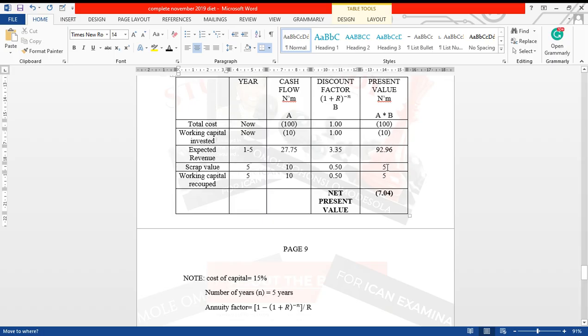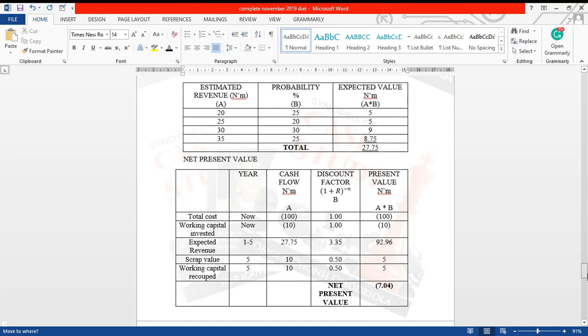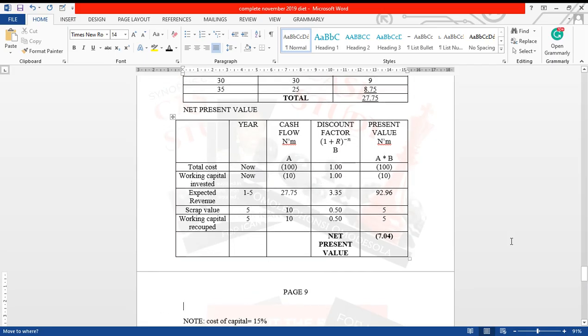So after all our computation, we arrived at a negative net present value. You have cash flow multiplied by your discount factor, which will give you the present value. We're told the discount rate was 15%, but we didn't use the discount factor formula for expected revenue because it's for more than 1 year. Instead, we used the annuity formula, right? So after doing that, you have 7.04 million, which is negative. That means we have a negative net present value. Our page 9 has dropped to the ground.